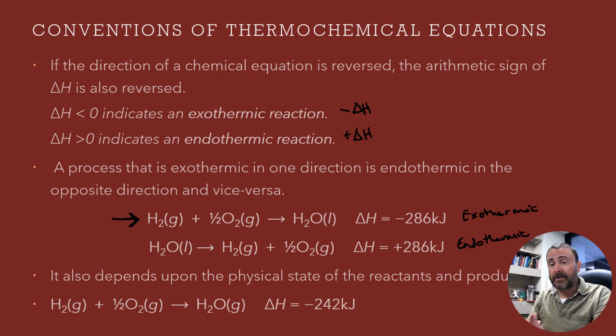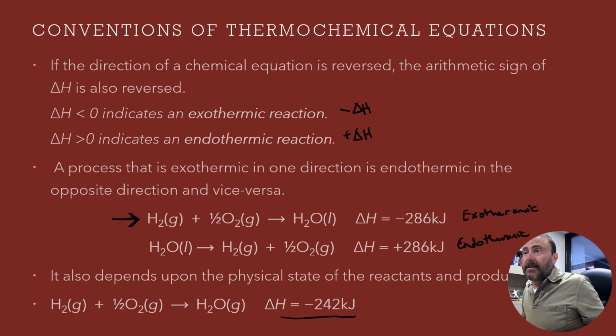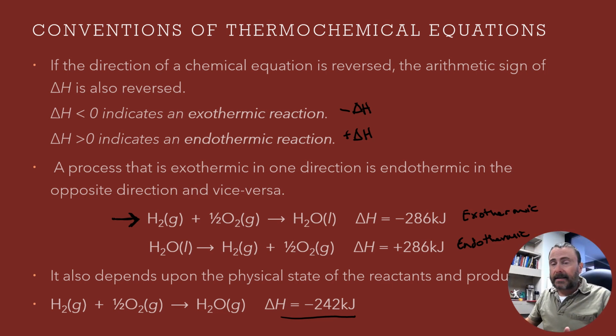The formation of 1 mole of gaseous vapor water is different than that for liquid. So we need to pay attention to the states of matter when we start calculating problems using these. We are going to be looking these up in tables and using them to calculate problems. So pay attention to the states that they're in in order to get the right values, because for gaseous, notice that it is negative 242 kilojoules. That's a different value, and we need to make sure that's accounted for.